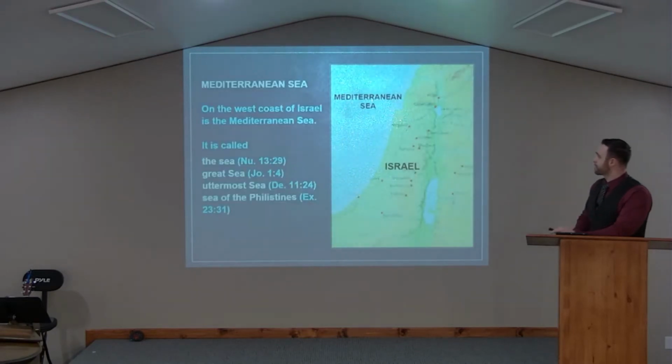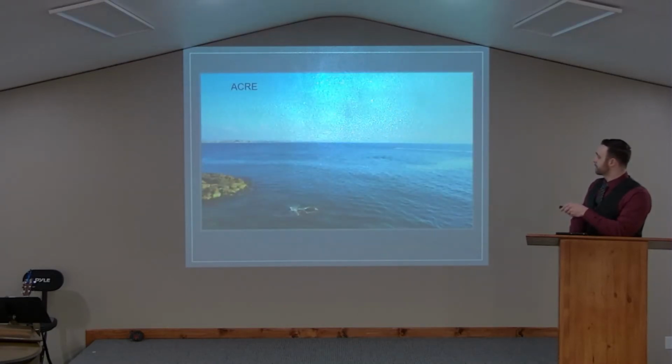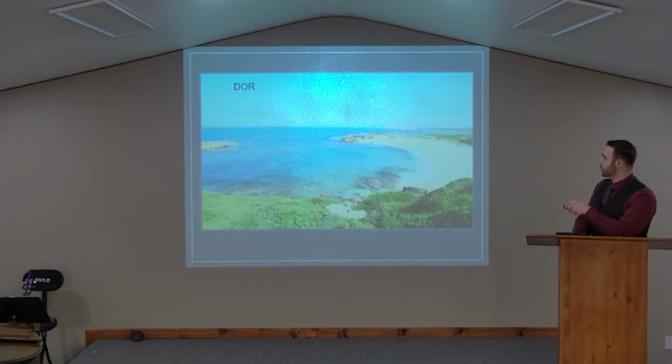Now let's talk about the Mediterranean for a couple minutes. It's significant in the Bible. It's called all these different things: Sea, Great Sea, Uttermost Sea, or Sea of the Philistines. Here's a couple pictures of some different locations throughout the Mediterranean. It's a beautiful place. Acre, Dor, I mean, it looks downright tropical.